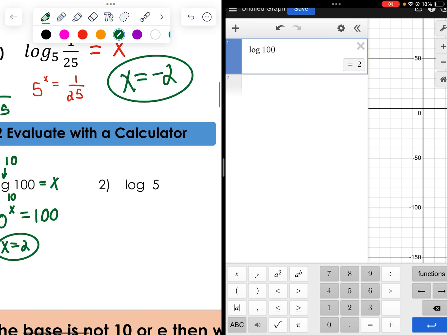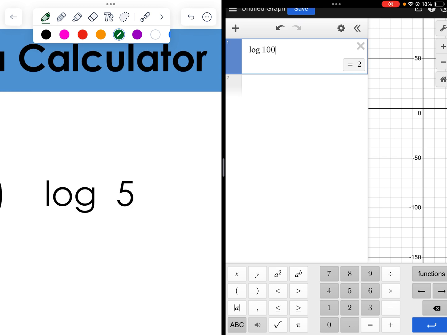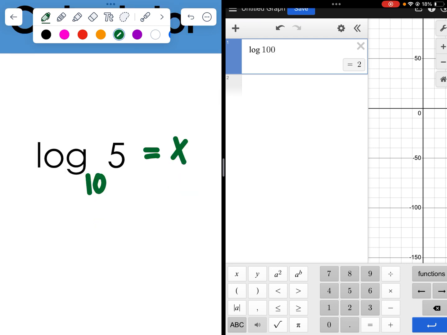If we look at number 2, this one's a little trickier because the answer isn't a whole number. So again, this is asking log base 10 of 5 equals x. So 10 to what power is 5? Now we know 10 to the 1 is 10, so the number has to be less than 1. But 10 to the 0 would be 1, so it's got to be bigger than 0, meaning this has to be a decimal.